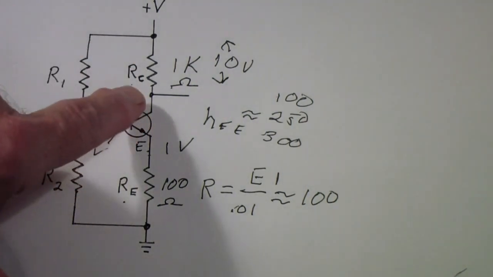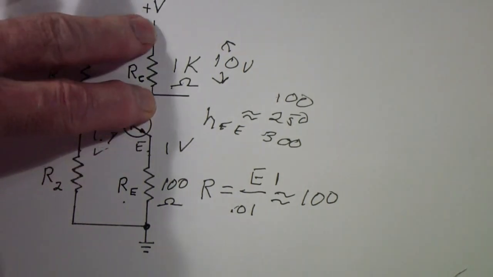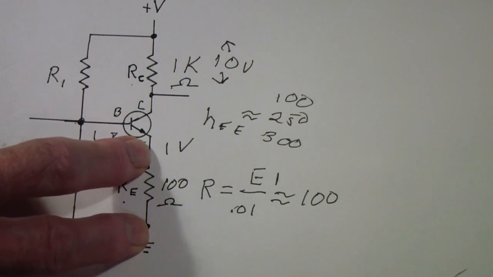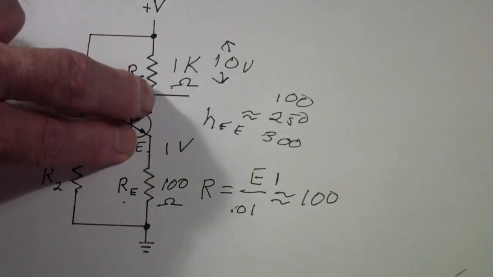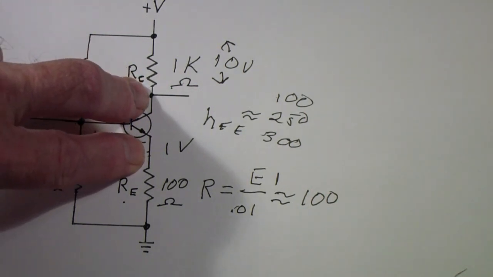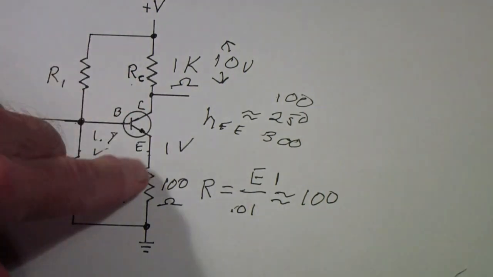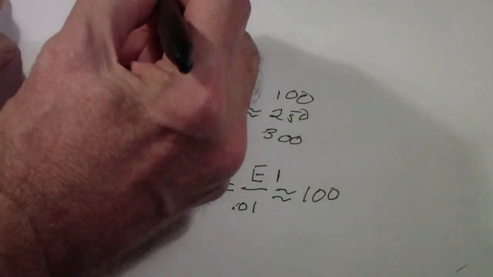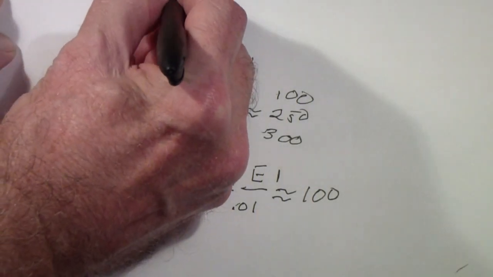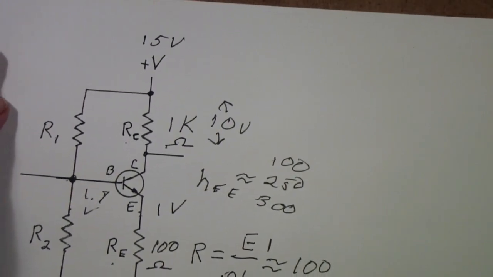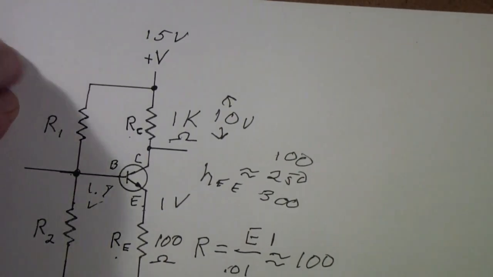Okay, if there's 10 volts across this resistor and 1 volt across this, that's a total of 11 volts. We need a little bit of voltage across the transistor. Let's assume that we're going to use about 4 volts across the transistor. 1 volt plus 4 volts plus 10 volts is 15 volts. And that's how we determine our supply voltage. So now we know we have a 15 volt supply, and we want to determine R1.